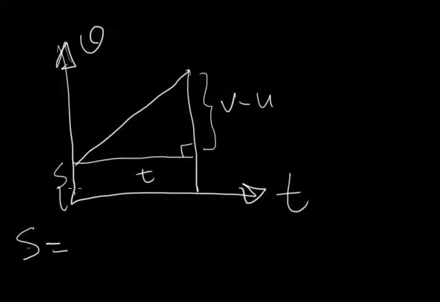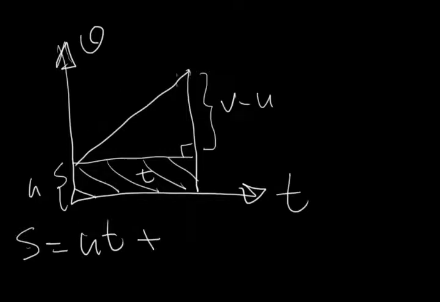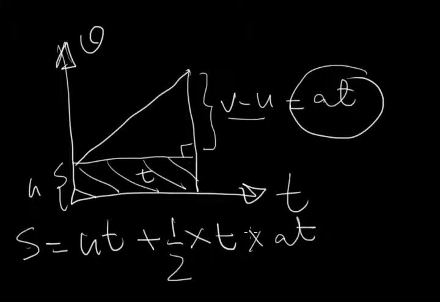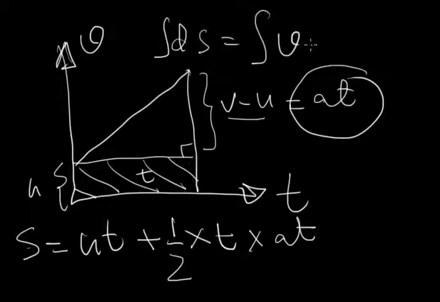So the area constitutes of this rectangle, which you can understand is u into t, so that is ut, and this area, which is half into base. Now the base, as you can see, is t, and the altitude is v minus u, which is equal to at, as we have already learned. So this should be half into t into at. I'll repeat that the area of this total graph is the distance traveled. Why? Because we know that the area under the velocity time graph is the distance traveled.